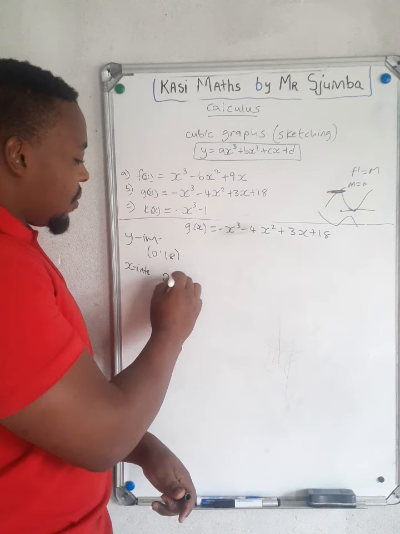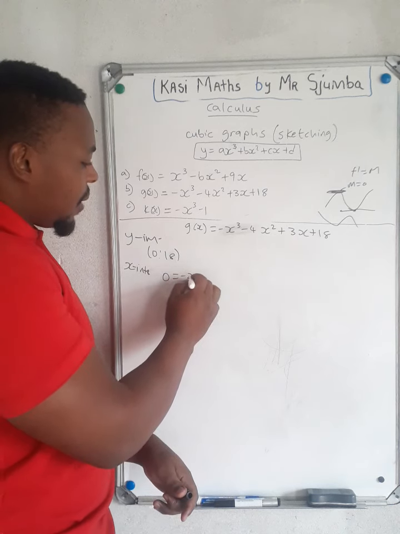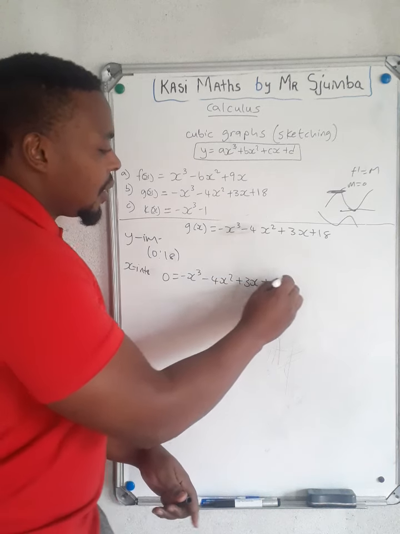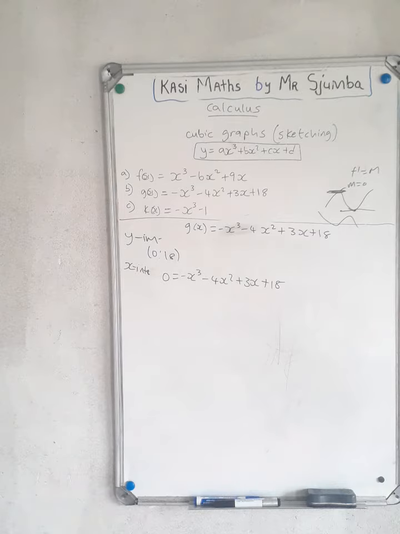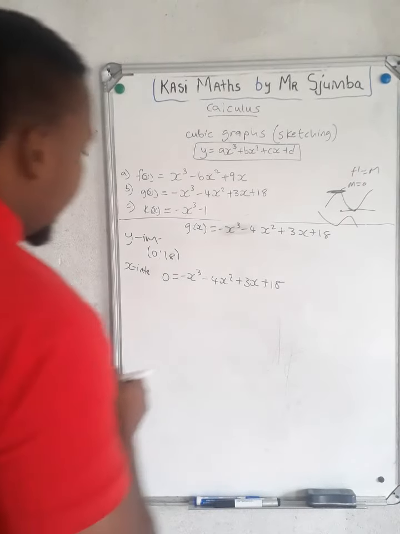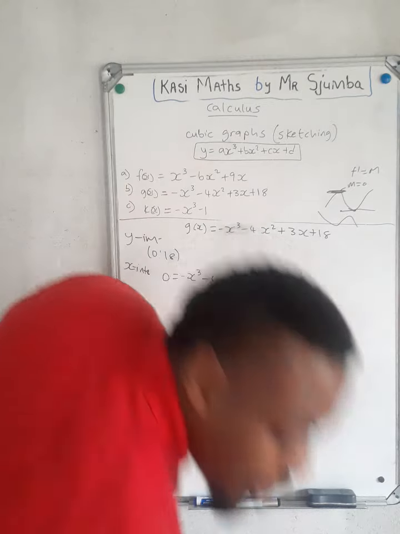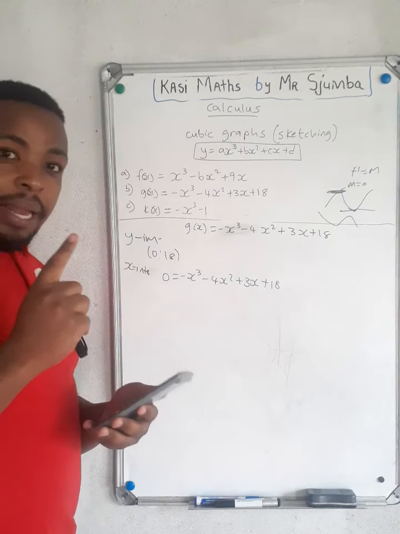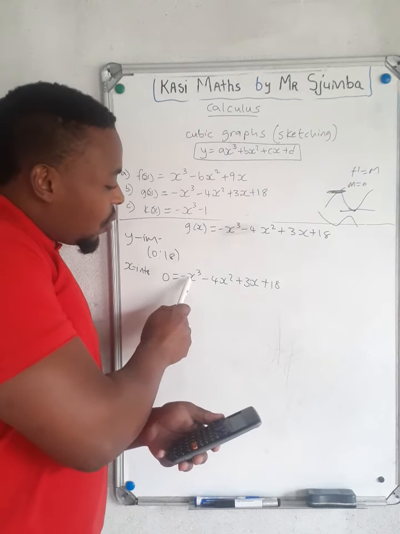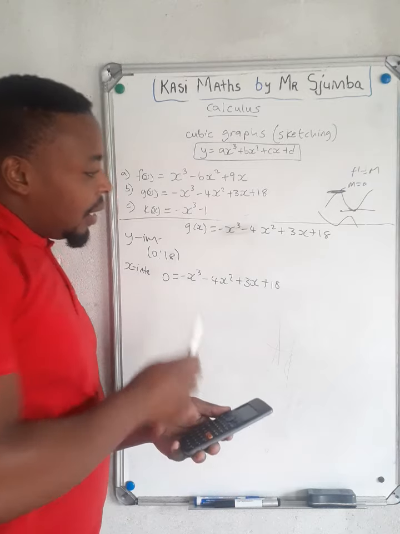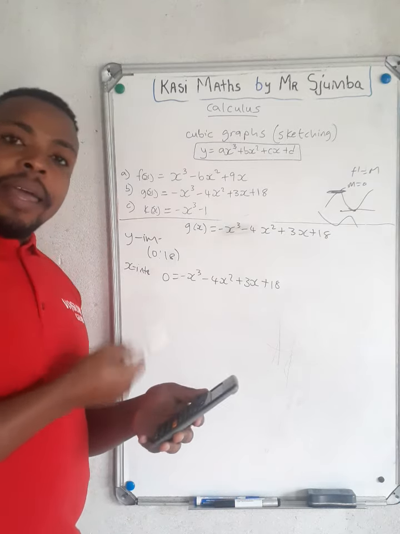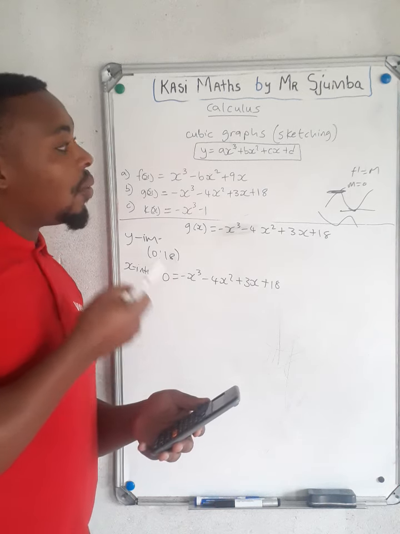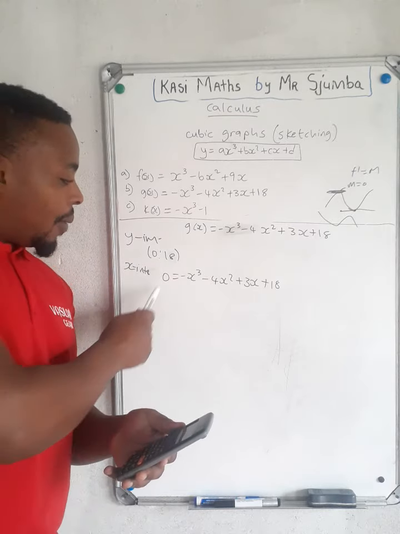And then for the x-intercept, we should make y equal 0. So now 0 equals minus x cubed minus 4x squared plus 3x plus 18. Yeah, so now we have to do inspection first. With inspection, we substitute to try to find the first factor. So instead of x we put 1, and we look for the value of x that gives us an answer of 0. Because we know all factors must make y equal 0.